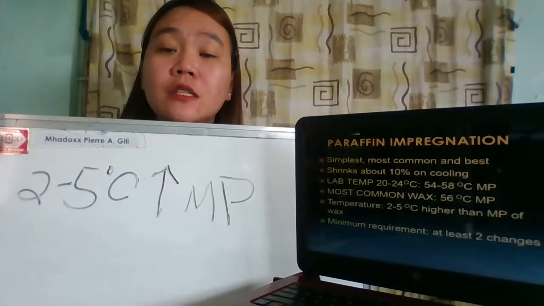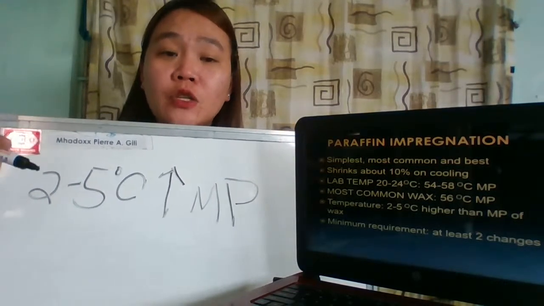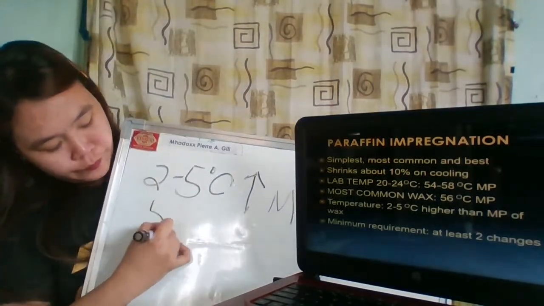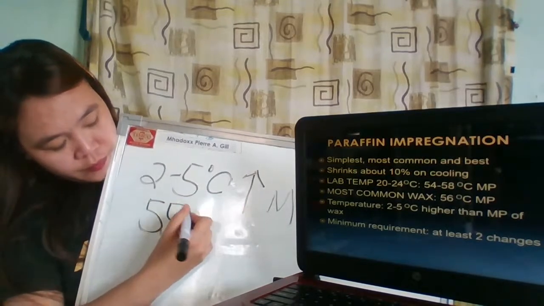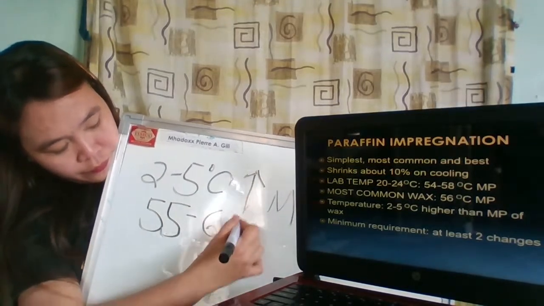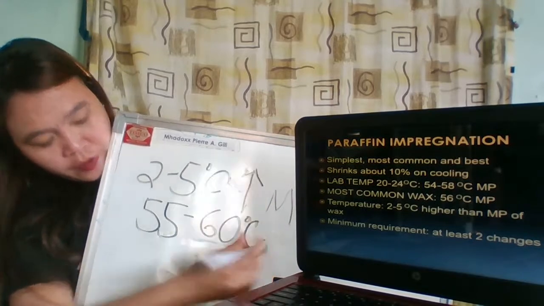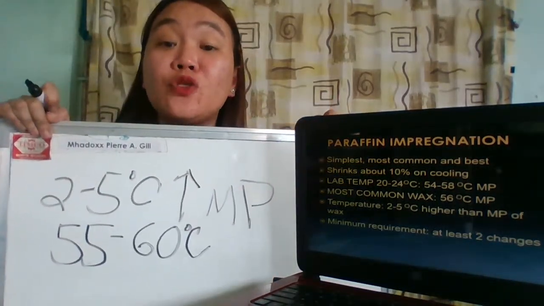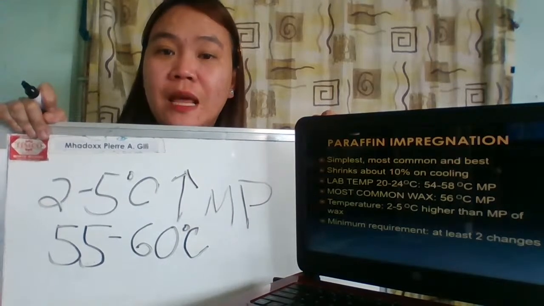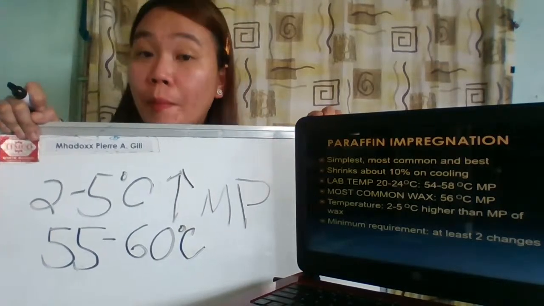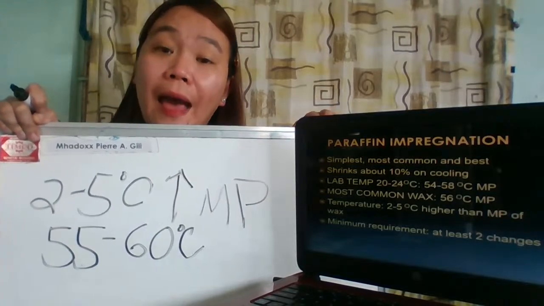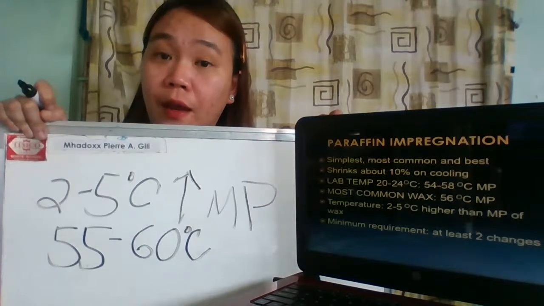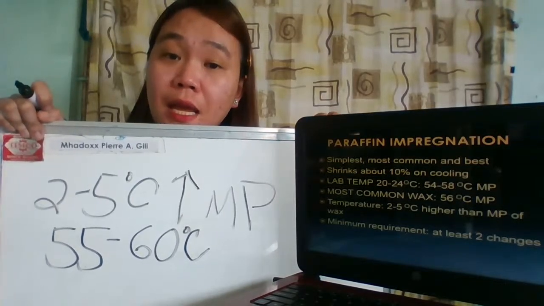However, there is also one temperature that we consider. The other temperature that we consider is 55 to 60 degrees Celsius. That's why, remember, when I asked you to put your melted paraffin in the oven, what temperature did you see?